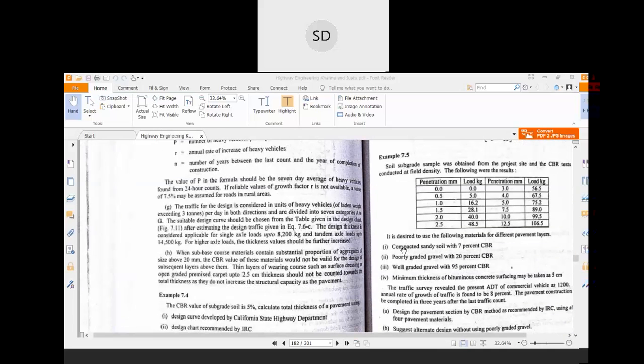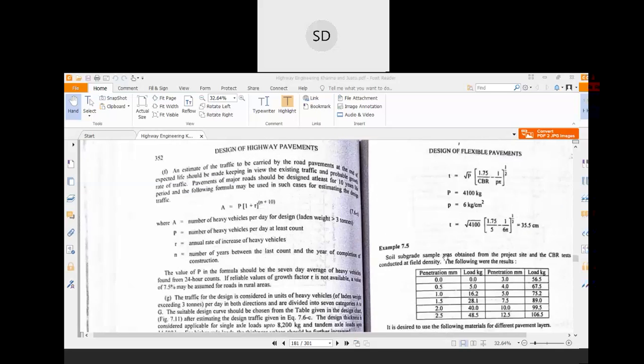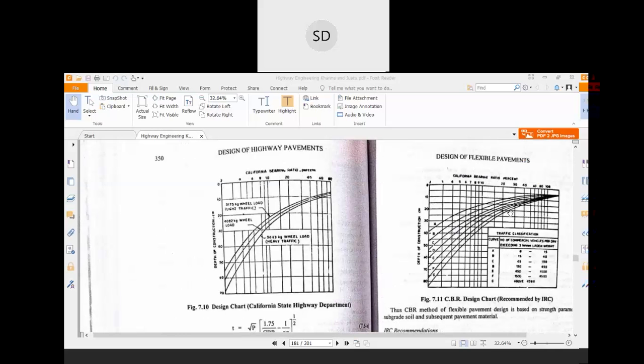Now again you have to design for the sub-base course. So in the sub-base course, what is given? Poorly graded gravel with 20% CBR value. So again you have to go to the CBR curve, and again your curve would be F. Now this value is 20%. So you have to find out the total thickness corresponding to 20% of the test result.